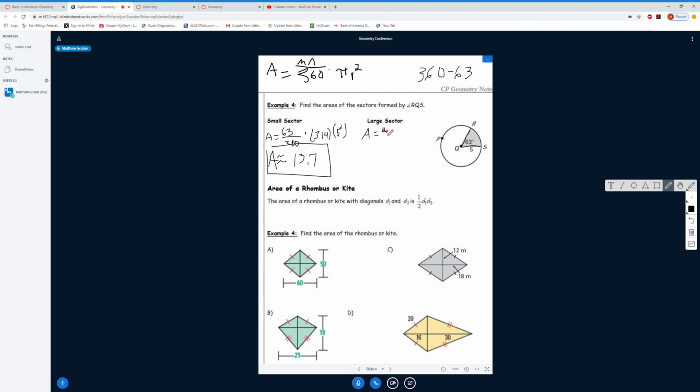So the area will be found by doing 297 over 360, and then just complete the formula the same. Times pi, 3.14, times the radius squared, 5 squared, which is 25. So when you type it in your calculator, you can just use 25 there. And you get the area of the big one is about 64.8.